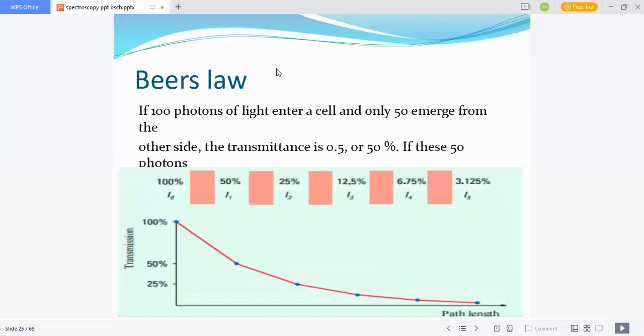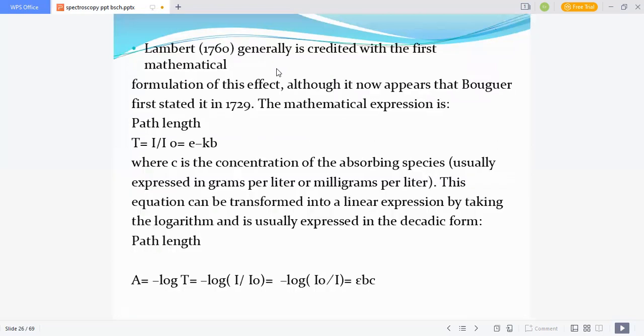Next one, Beer's law. If 100 photons of light enter a cell and only 50 emerge from the other side, the transmittance is 0.5 or 50%. Look at this picture. Lambert is credited with the first mathematical formulation of this effect. Also, it now appears that Beer first stated it in 1852. The mathematical expression is I equals I naught e to the power minus k b c.